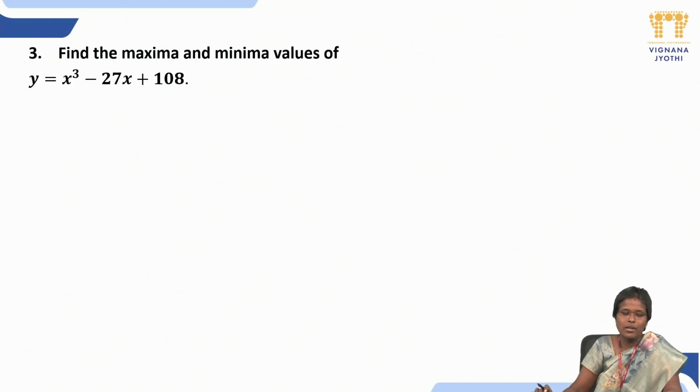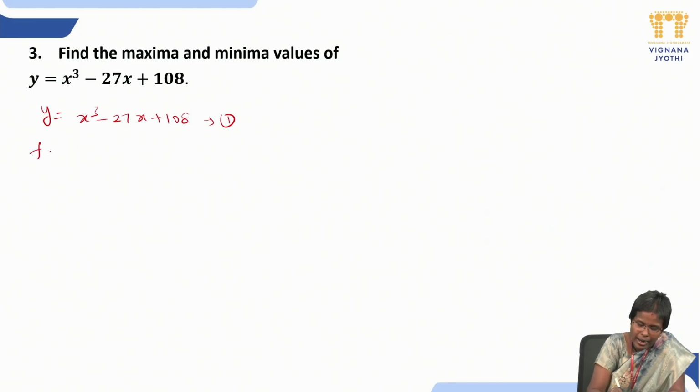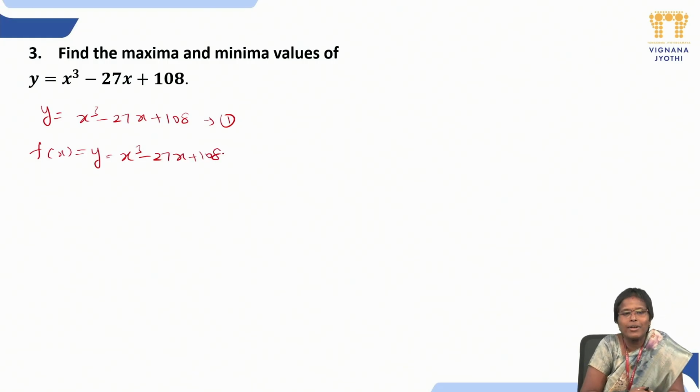Right. Now, let us consider one example. y equals x cube minus 27x plus 108. Let us say this is y. I can consider this as f of x, that is y equals x cube minus 27x plus 108. Okay, this is the given function.